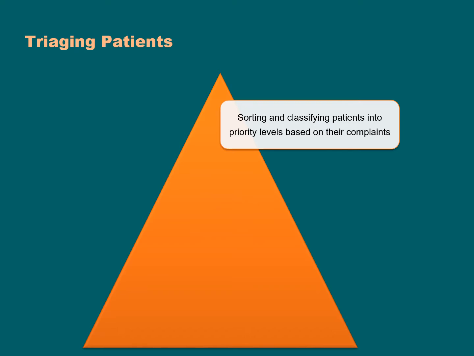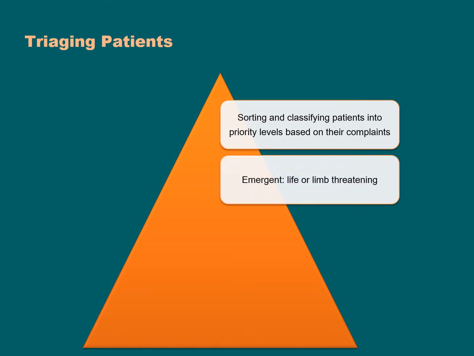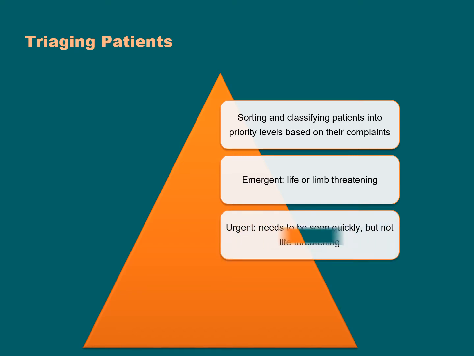Triaging patients is the process of sorting and classifying patients into priority levels based on their complaints. Emergent is life or limb threatening. Some examples could be respiratory distress, chest pain with diaphoresis, active hemorrhage, or unstable vital signs. Another level would be urgent. The patient needs to be seen quickly, but they're not life-threatening. Examples could be severe abdominal pain, renal colic, displaced or multiple fractures, complex or multiple soft tissue injuries, or new onset respiratory infection, especially pneumonia in older adults.